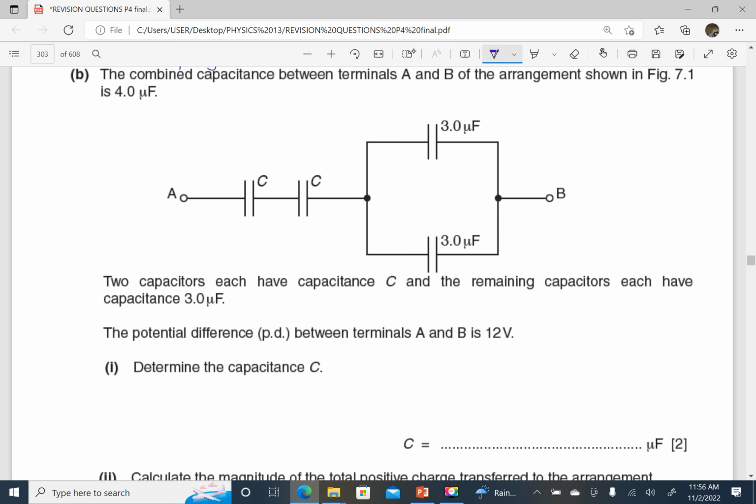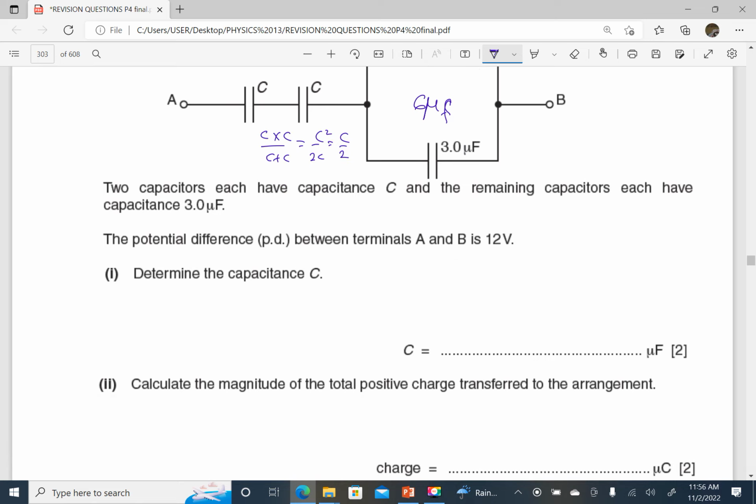First of all, these ones are in parallel, which the total is going to be 6 microfarads. These two are in series. The total is going to be C times C over C plus C, which is going to be C squared over 2C, which is C over 2. So now the C over 2 is again in parallel with the 6 microfarads. So we get total capacitance again using reciprocals or product over sum. Or you can say 1 over C total is now going to be 1 over C over 2 plus 1 over 6. That is going to be the total.